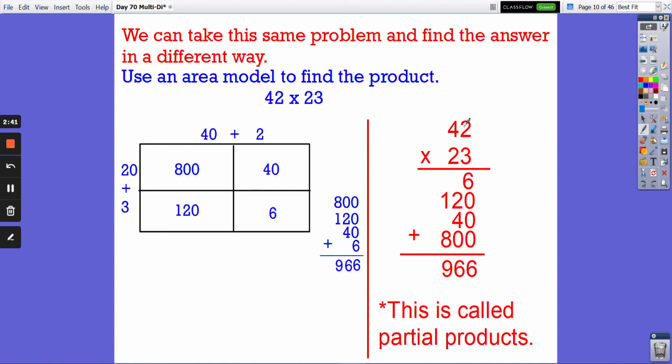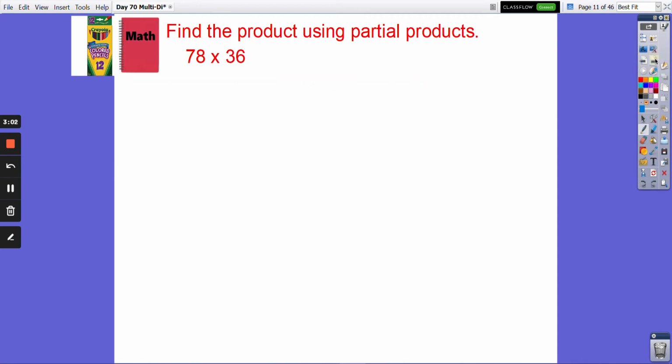This method is called partial products. And hopefully you're seeing a lot of similarities. We see 6 here. We see 120. We see 40. We see 800. We came up with the same values and we're adding them just like we did over here with our area model. It just looks a little different. It's a slightly different format.